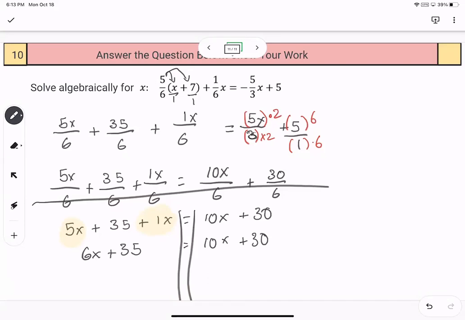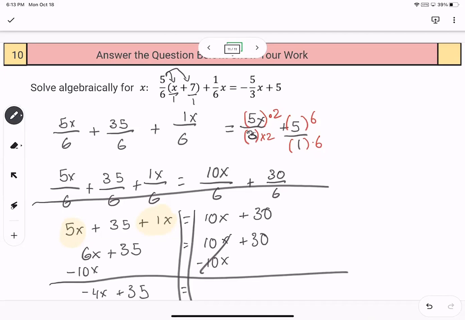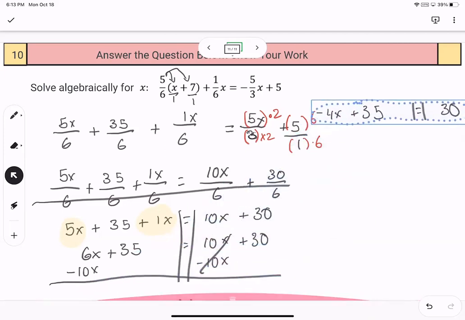Now, I like dealing with the variables on the left. If you want to put the variables on the right, you can. So I'm going to subtract 10x from this side, subtract 10x from that side. We're left with negative 4x plus 35 is equal to 30. What I'm going to do is give some space over here, and I'm going to move this to the top, just so we have some more space.